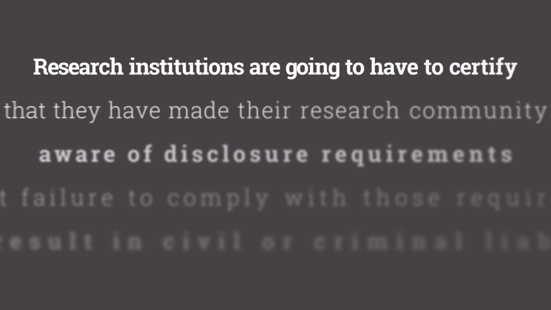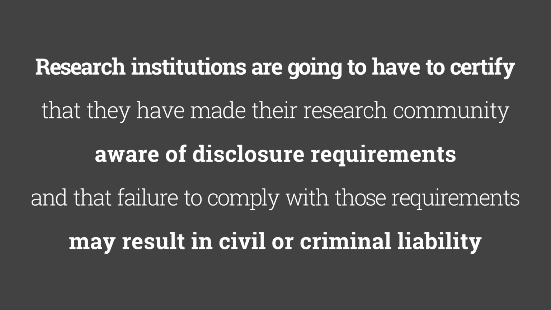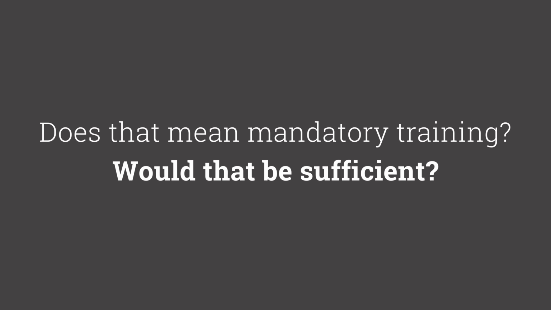The final point on disclosures that I'd like to cover today is that the NSPM-33 guidance is going to put into place a system where research institutions are going to have to certify that they have made their research community aware of disclosure requirements and that failure to comply with those requirements may result in civil or criminal liability. This is a concerning element of the NSPM-33 guidance for a number of reasons. For example, how are institutions going to ensure that their faculty have been made aware of all disclosure requirements? Does that mean mandatory training? Would that be sufficient?